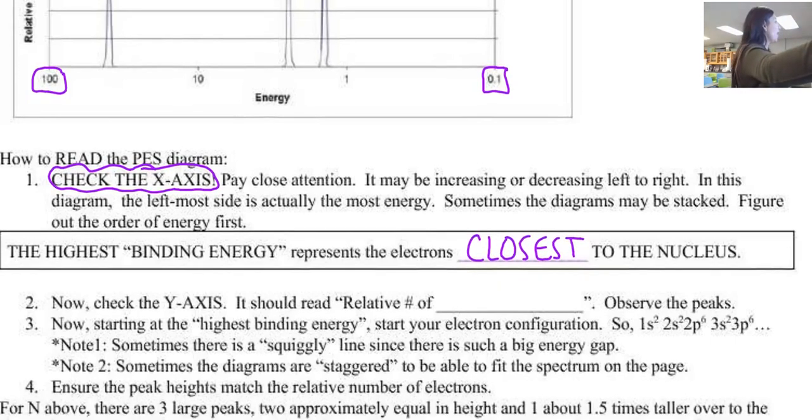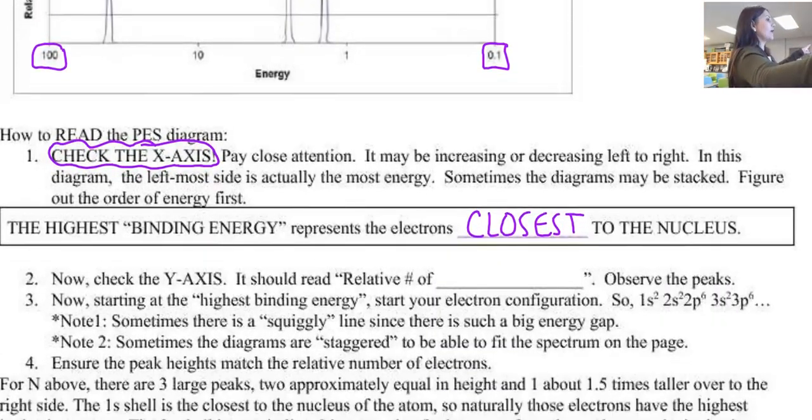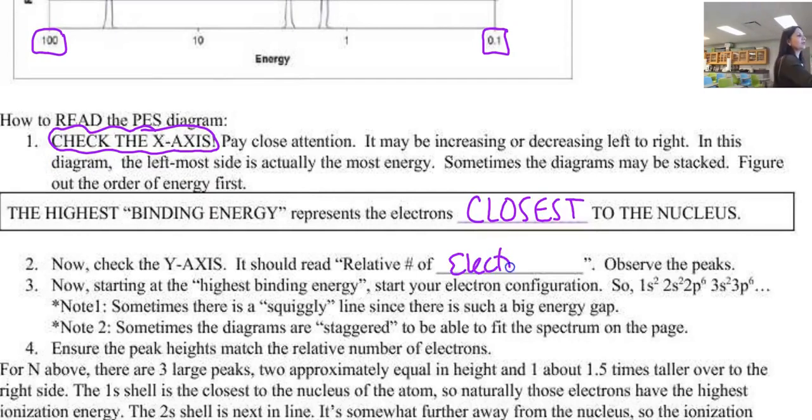All right, let's take a look at the y-axis. What does it read? Well, it reads relative number of electrons, okay? It says, observe the peaks. So starting at the highest binding energy, start your electron configuration. And that's going to be the easiest way to figure out what your ticks actually mean too. So it says 1s2, 2s2, 2p6, 3s2, and so on.